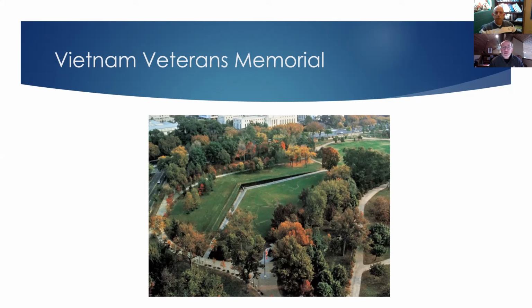Now, if you want to do more with this, the Library of Congress resources, if you type in Vietnam Veterans Memorial, will give you scale drawings of every panel of the monument. So if you want to do something with volume or area, all of that would be available for you.